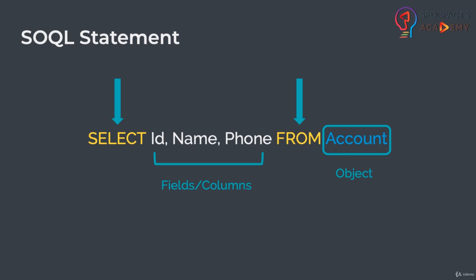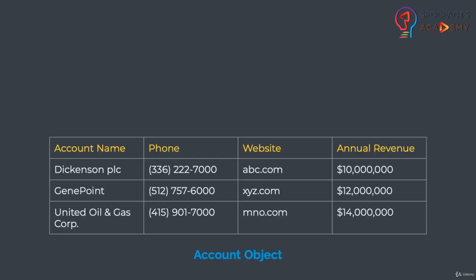Now let's understand it with the help of an example. So here I have my account object with four different fields or columns. The first field is account name, the second one is phone, the third one is the website, and the fourth one is the annual revenue. Now this account object or account table has three records. So we can see that there are three different records in this table, and we want to retrieve these records using our SOQL query. So let's try to build an SOQL query for this account object.